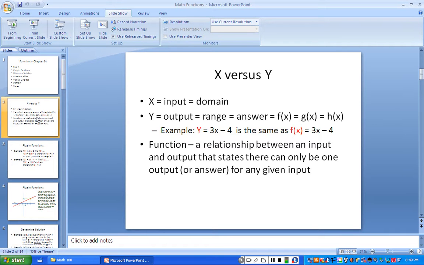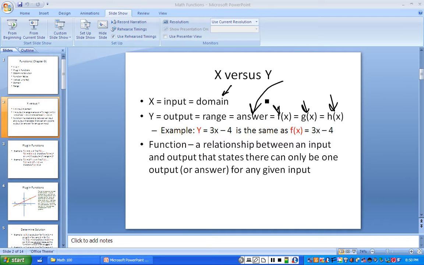Alright. X versus Y. We talked about X and Y as it relates to a graph, and we know that X is the horizontal axis and Y is the vertical axis of a graph. Well, here as it relates to functions, X typically relates to the input, or what we call the domain. And Y is what we refer to as the output or the range. But other commonly used forms of Y are f of X, g of X, h of X. And at the end of the day, when we're talking about Y, we're usually referring to the answer.